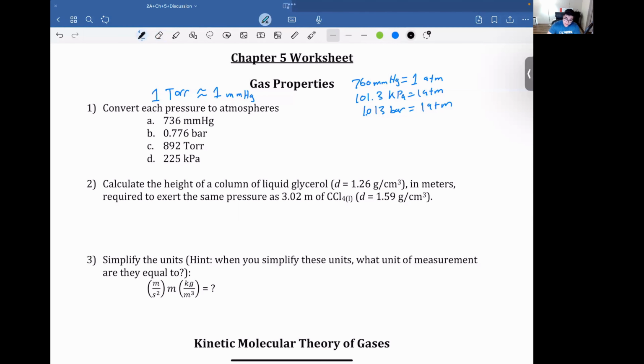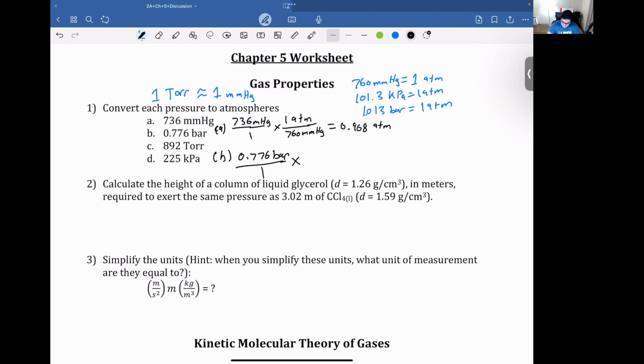All right, so then we can convert each of these. It's pretty straightforward, just using your conversions like we always did. So you start with 736 mmHg. We want to go to atm, so 1 atm over 760 mmHg. And then when you plug that into your calculator, you should get 0.968 atm. And that's for A. For B, you're doing the same thing, right? These are all just conversion problems.